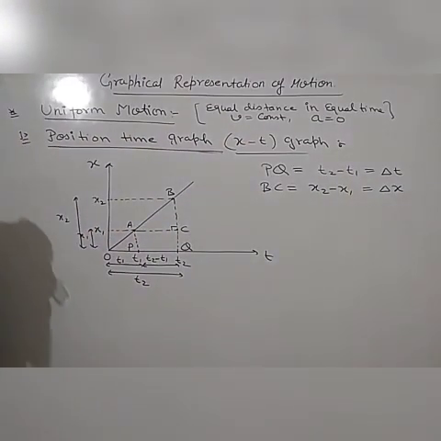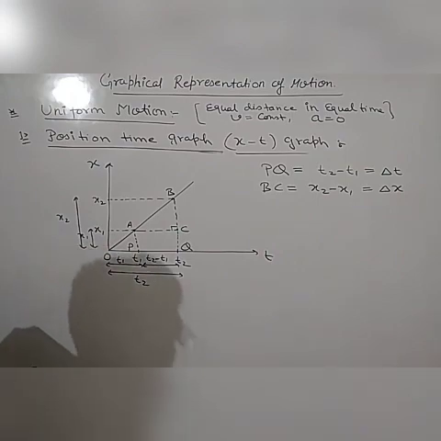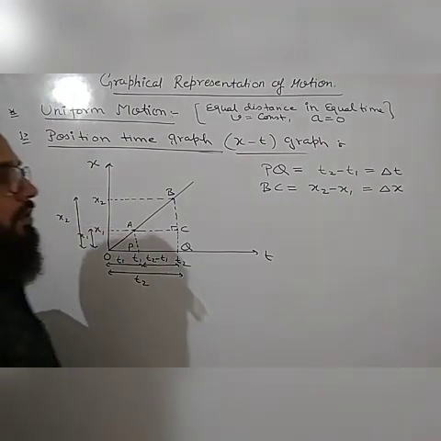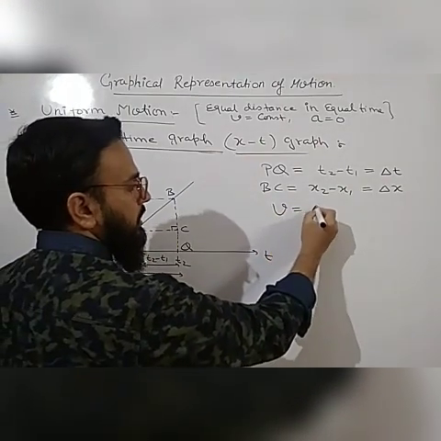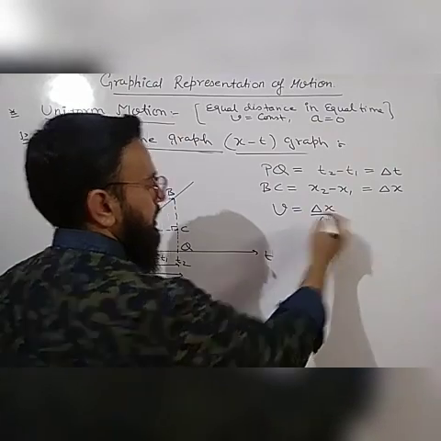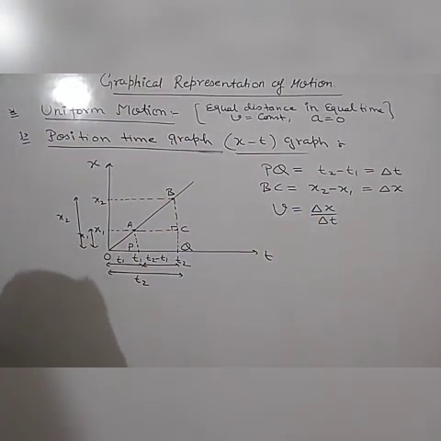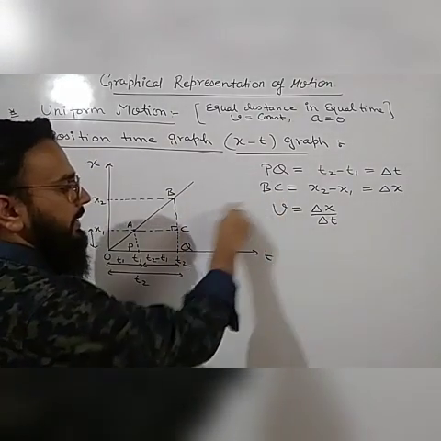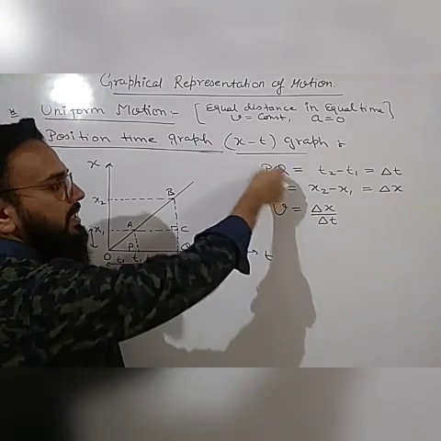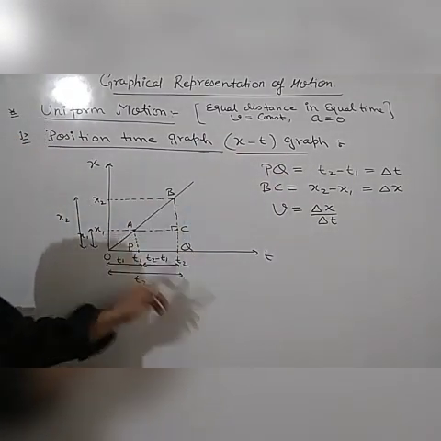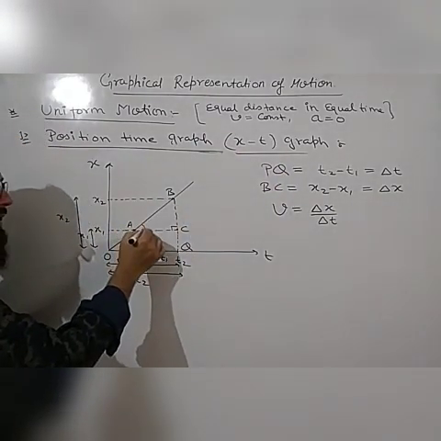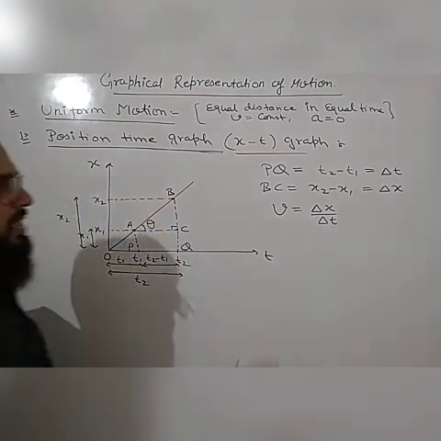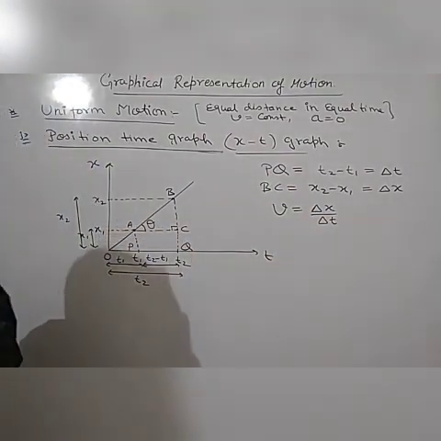Now, we have already studied that velocity is given by delta x upon delta t. And what is delta x? It is BC. And what is delta t? It is PQ. In right angle triangle ABC, let us consider this angle as theta. So v is equal to delta x upon delta t.